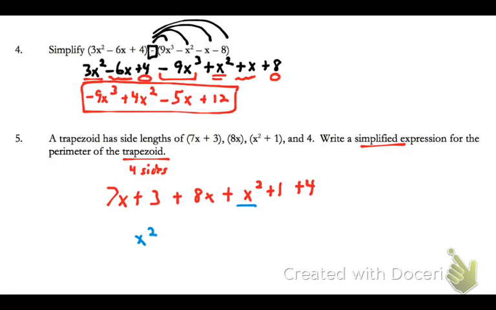Here's an x squared. Here's a 7x, here's an 8x, making 15x. Here is 3 and 1 and 4, making 8.